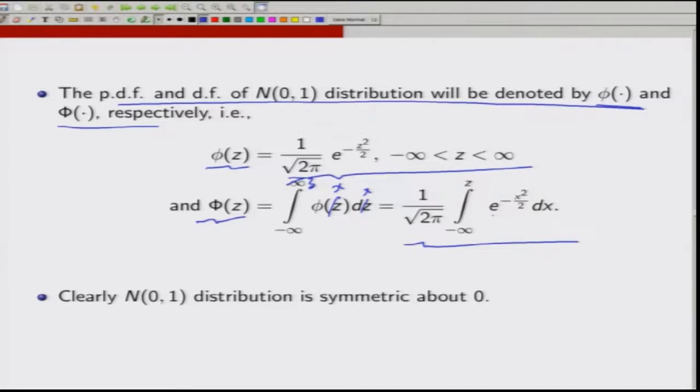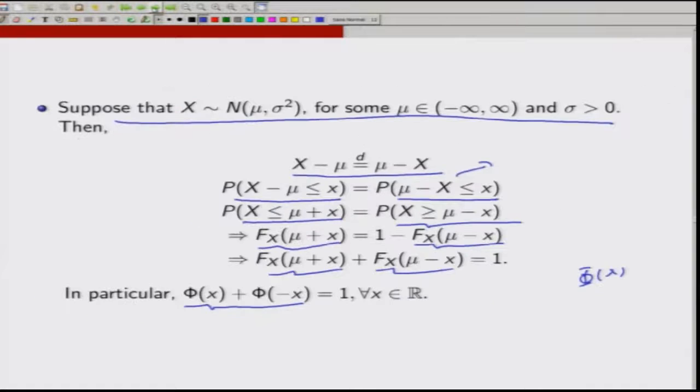Clearly the normal 0-1 distribution is symmetric about 0, because we have seen that normal mu sigma square is symmetric about mu, and for standard normal, mu is the same as 0. Then this we have already seen: F(mu plus x) plus F(mu minus x) would be 1. So for normal 0, 1, the distribution function is phi. So phi of mu, where mu is 0, phi of x plus phi of 0 minus x would be the same as 1. So phi of x plus phi of minus x should be the same as 1.